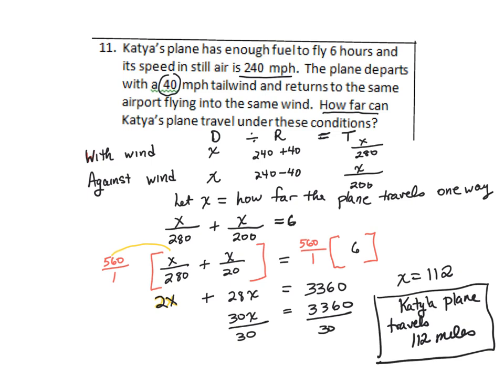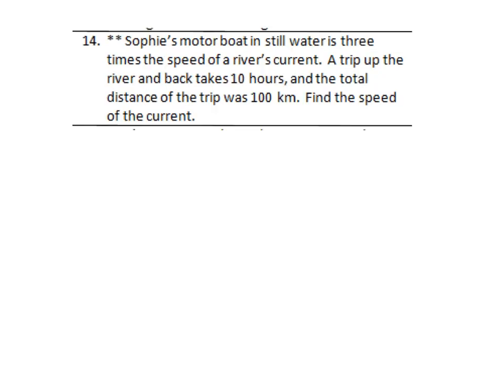All right, let's look at one more. This is problem 14 on this sheet. Sophie's motorboat in still water is 3 times the speed of the river's current. A trip up the river and back takes 10 hours, and the total distance of the trip is 100 kilometers. Find the speed of the current. All right. Pause the video and try to set this one up yourself. And then when you're ready, restart the video.